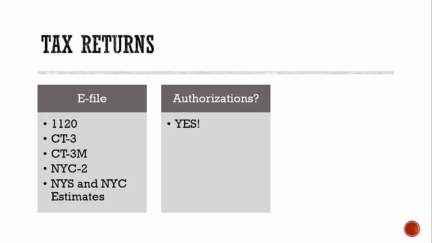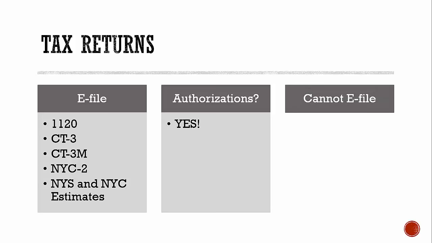And these estimates that are referred to here at the bottom of the list, the NYC and the NYS estimates, those are going to have payments. You don't file estimate payments for the second, third, and fourth quarter if there's no payment. So those will have payments, and therefore for all of these forms, you'll need authorizations.